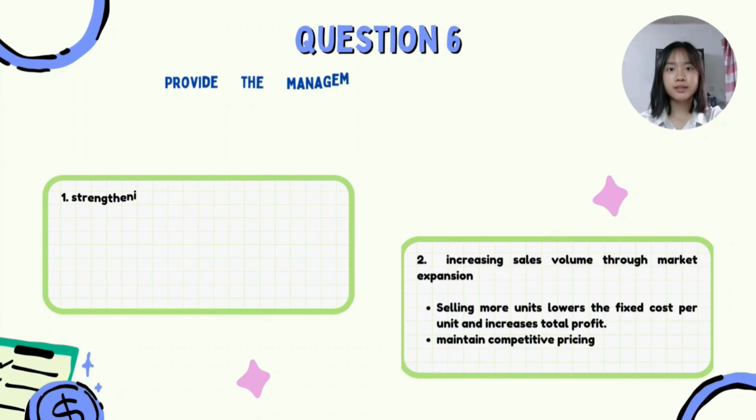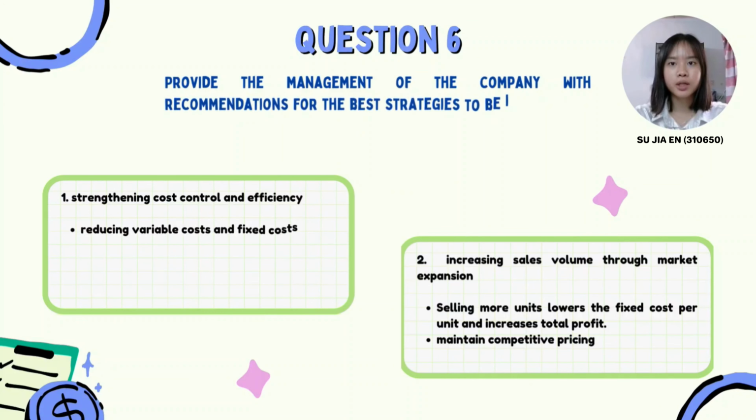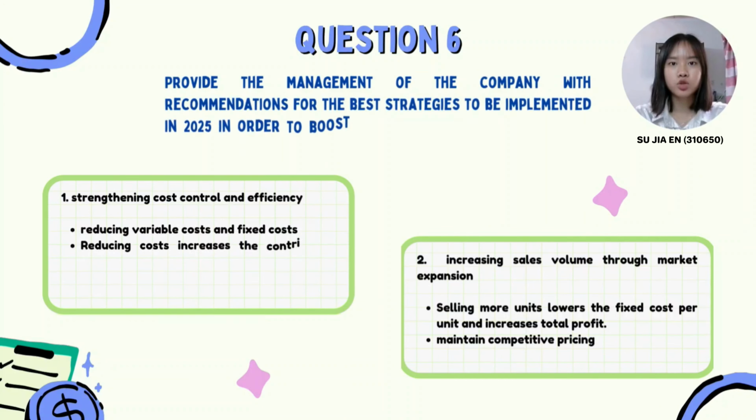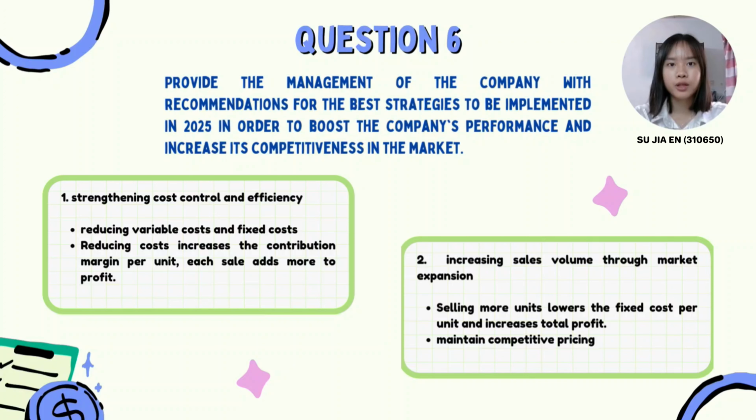Now I will present question 6. Provide the management of the company with recommendations for the best strategies to be implemented in 2025 in order to boost the company's performance and increase its competitiveness in the market. The first strategy is strengthening cost control and efficiency. The company should focus on reducing both variable and fixed costs to improve profitability. Variable costs can be reduced by improving production efficiency, minimizing waste, and negotiating better deals with suppliers. Optimizing sales-related expenses such as advertising and commissions can also help lower costs without affecting revenue.